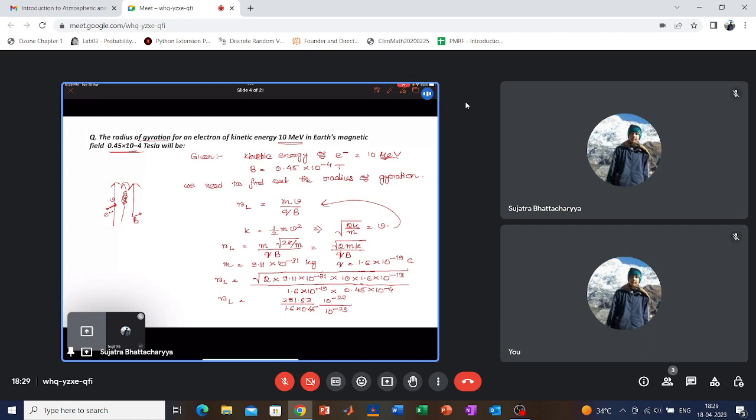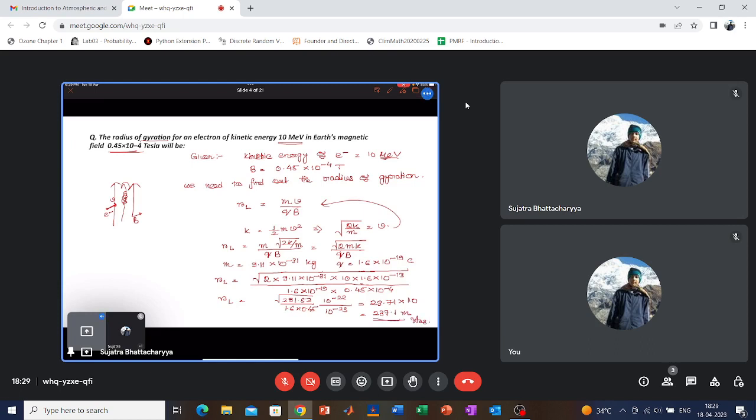So this root will be there. If it would be root of 291.52, that is 17.07 divided by 1.6 divided by 0.45. It comes out to be about 23.71 into 10. Therefore, it will be 237.1 meters. This is the answer.